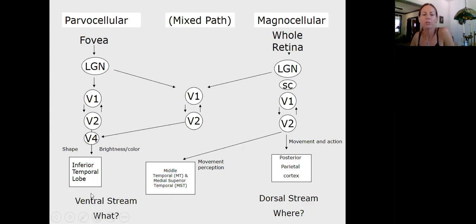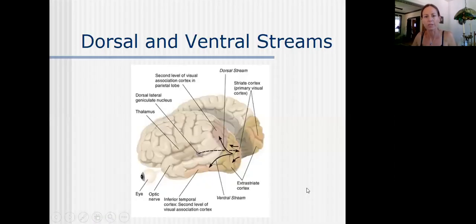So the two main streams: what is it? Is the ventral stream, and that's going to be in the inferior temporal lobe. And then where is it? Is going to be the dorsal stream that allows us to act upon objects. And that is going to be the posterior parietal cortex.